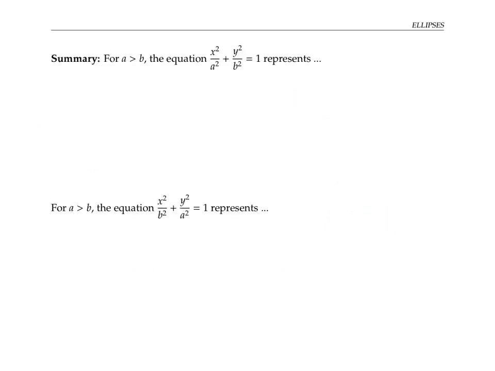To summarize, for a number a bigger than b, the equation x²/a² + y²/b² = 1 represents an ellipse that's elongated in the horizontal direction, whose major axis terminates in the points (−a, 0) and (a, 0), and whose minor axis terminates in the points (0, b) and (0, −b).